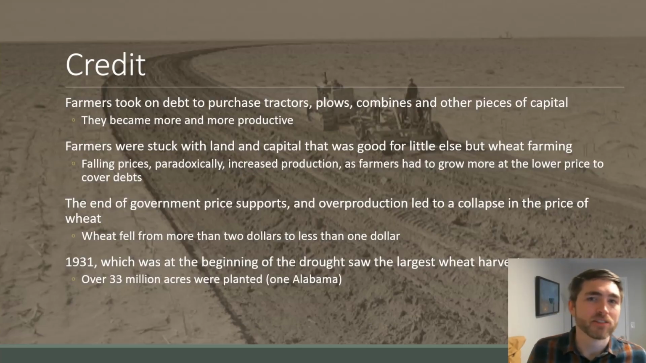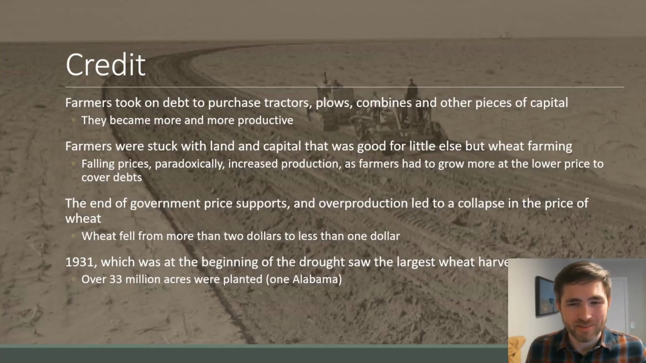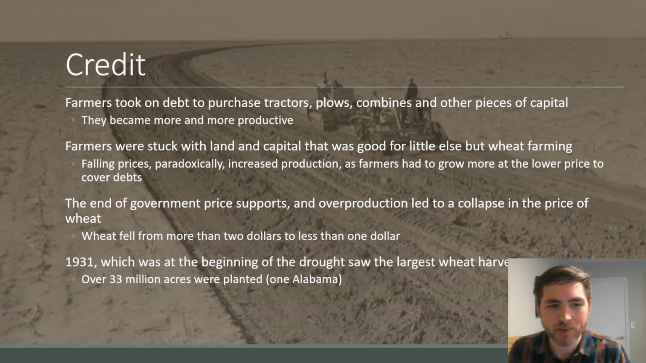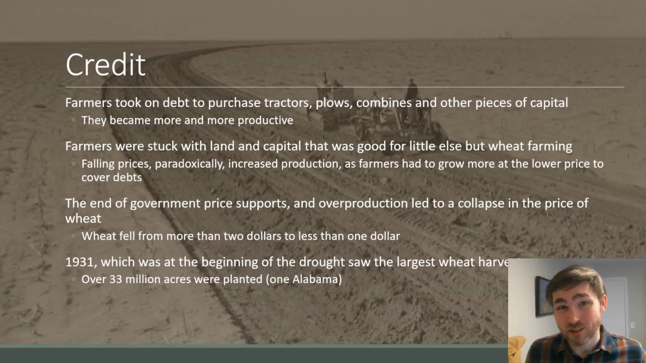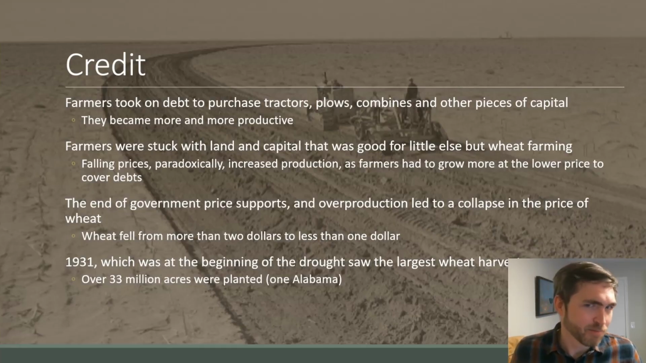And this led to a weird situation where a falling price of wheat actually increased the supply of wheat. They had to grow more wheat so they could sell more wheat at those lower prices so that they could cover their debt obligations. And in 1931, which was probably the first or second year of the drought, it was the largest single wheat harvest in the region ever. Over 33 million acres were planted in wheat, and to put that in perspective, that's one Alabama.